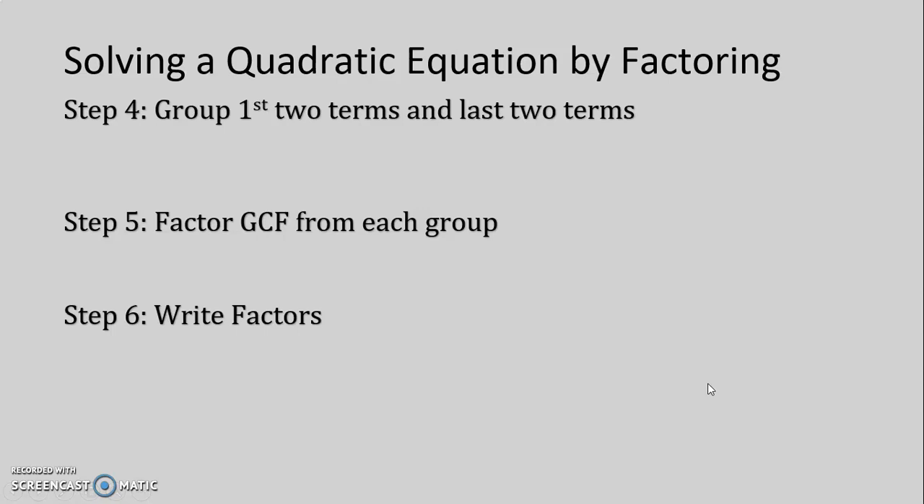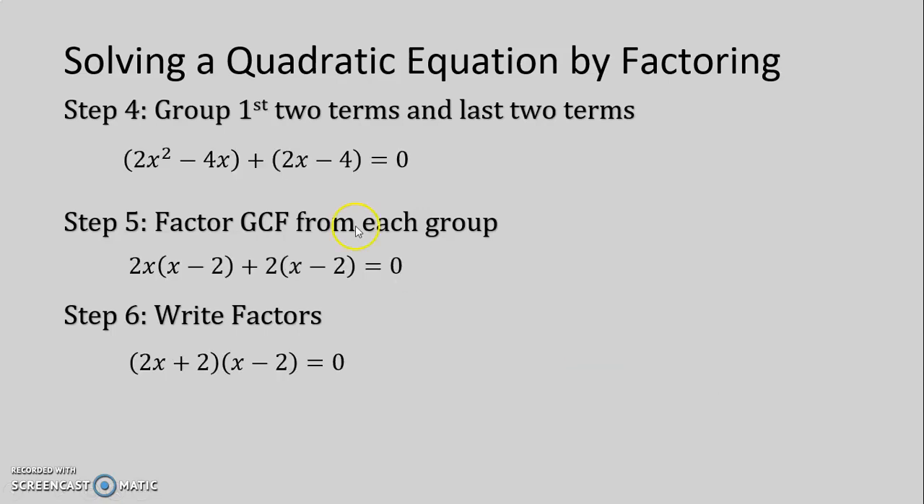All right, from there, we need to group the terms. So we would group the first two, that's 2x squared minus 4x, plus 2x minus 4, equals 0. And then we will factor out our greatest common factor. So for this first one, both of these terms have a 2 and an x we can pull out, and both of these have a 2 that we can pull out. So we end up with 2x times x minus 2, and on this one we have 2 times x minus 2. You'll notice, again, importantly, that we have x minus 2 in parentheses for both of them, which means we've done it correctly.